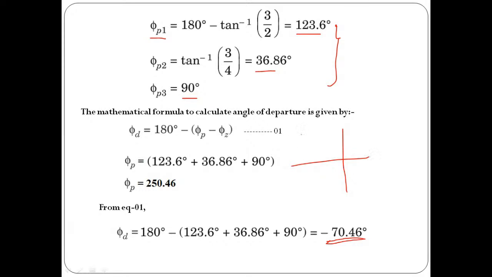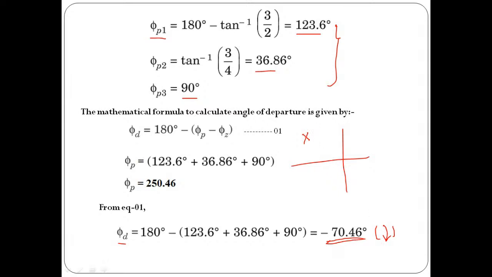With respect to this particular pole, we calculate the angle of departure and the value is minus 70.46. Minus means, with respect to the reference pole, we need to draw this particular angle in the clockwise sense. As I told you, in anti-clockwise we take the angle as positive. Here in this case the angle is negative, hence we need to indicate it in the clockwise sense.